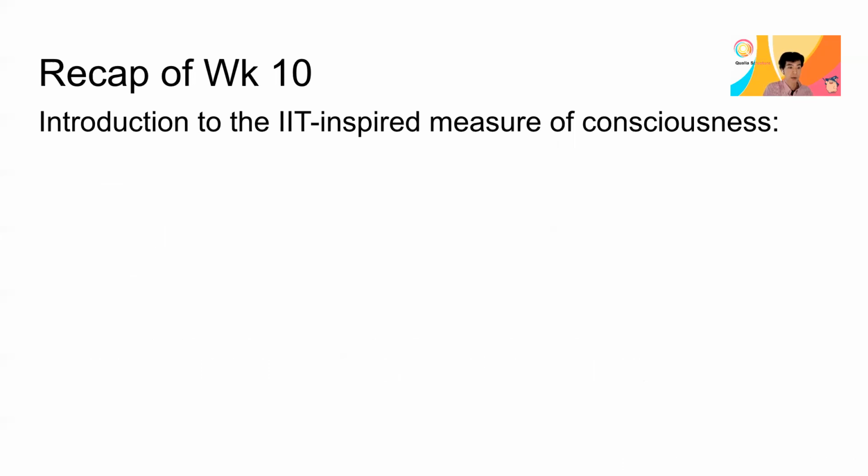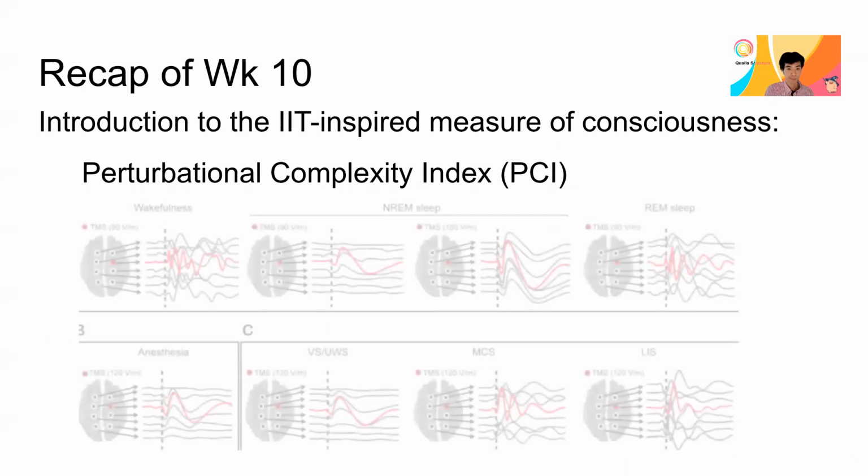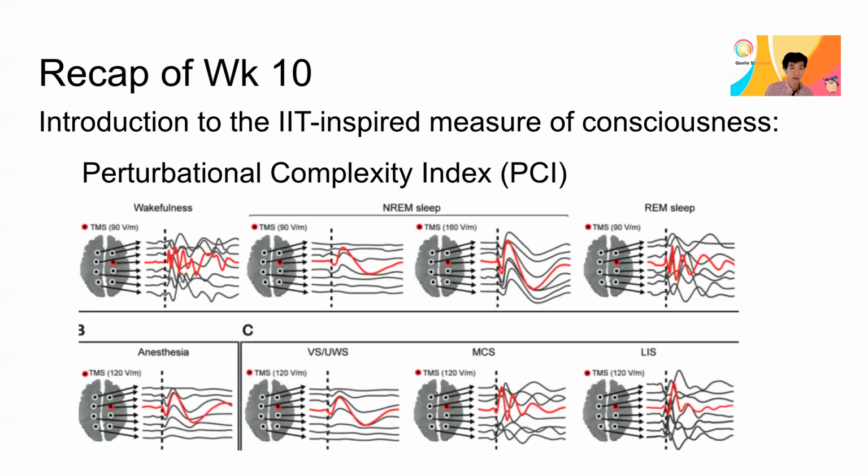In addition to these phenomenological axioms and the procedures of IIT as a whole, I also introduced the IIT-inspired measure of consciousness, and that is the perturbational complexity index, or PCI. Based on the idea of integration and information, we considered 8 neuron systems and discussed the expected response when you directly stimulate the brain using TMS, transcranial magnetic stimulation, and then look at the evoked response using EEG, electroencephalogram.